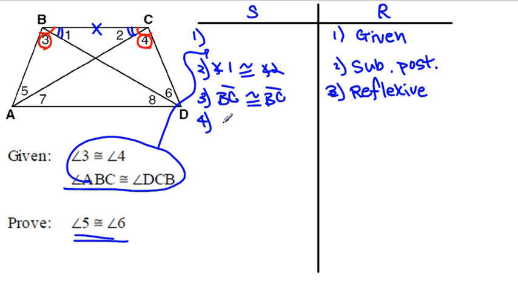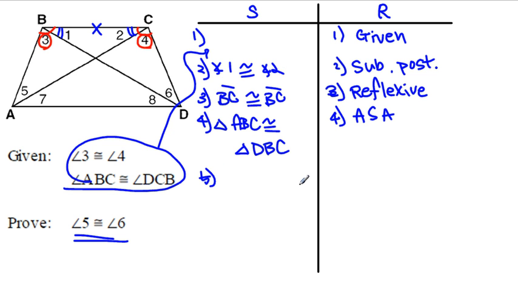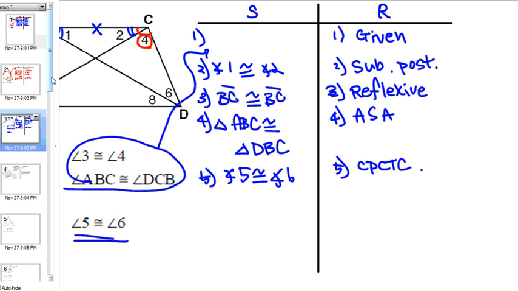Number 4, therefore we could have said triangle ABC must be congruent to triangle DBC, and statement number 4 was angle, side, angle. Now number 5, then we get to realize yes, angle 5 must be congruent to angle 6. Why? Yes, simple reasoning of CPCTC. All right. So with that, we finished up to number 3. Let's go for number 4 together.